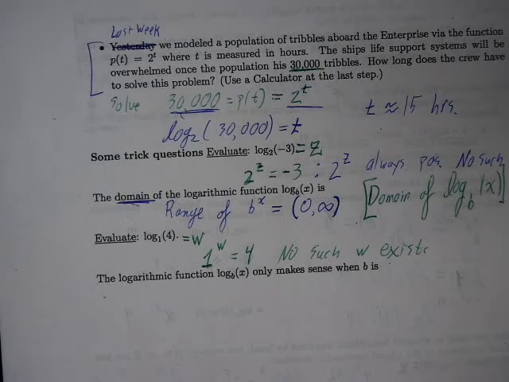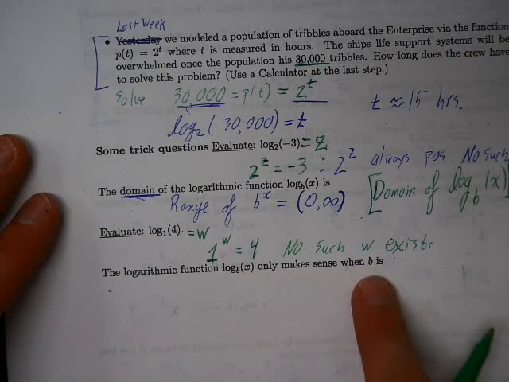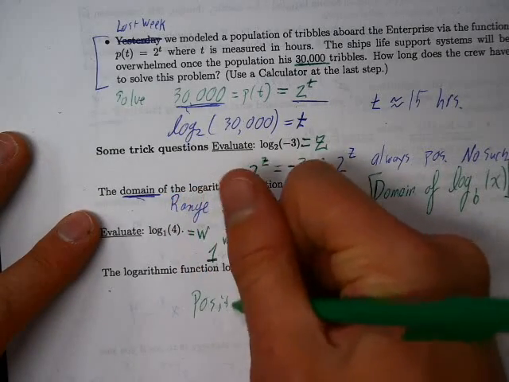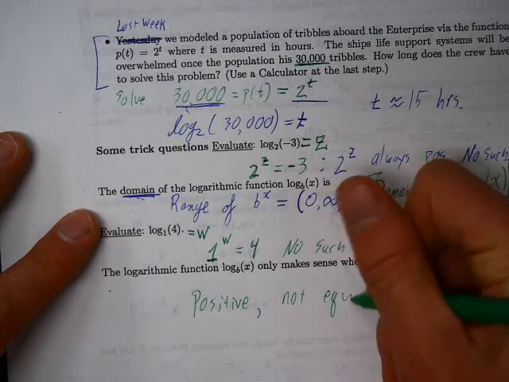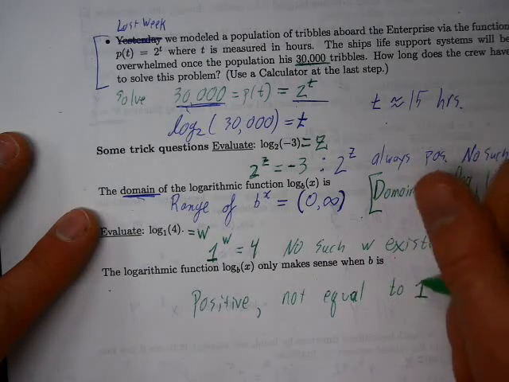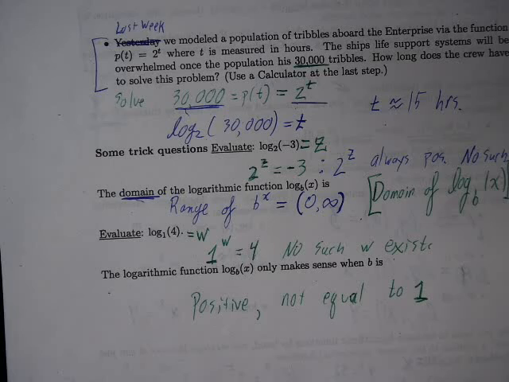So what's the payoff there? Log base 1 doesn't make sense. The logarithmic function log base b of x only makes sense when b is positive and not equal to 1. Cool.